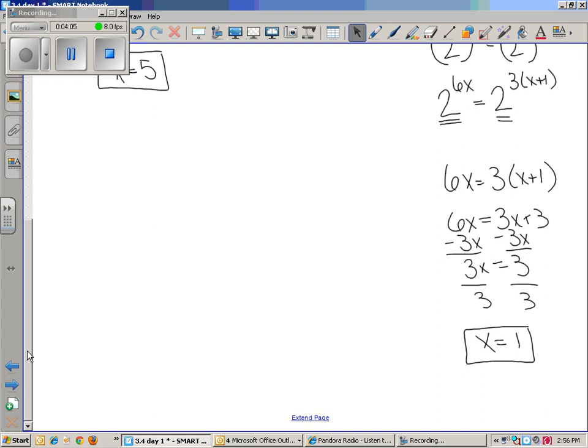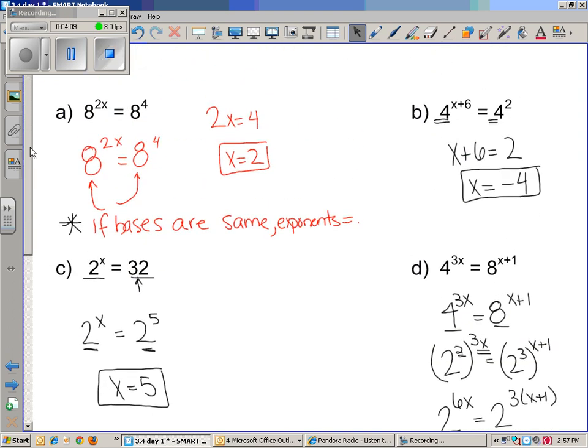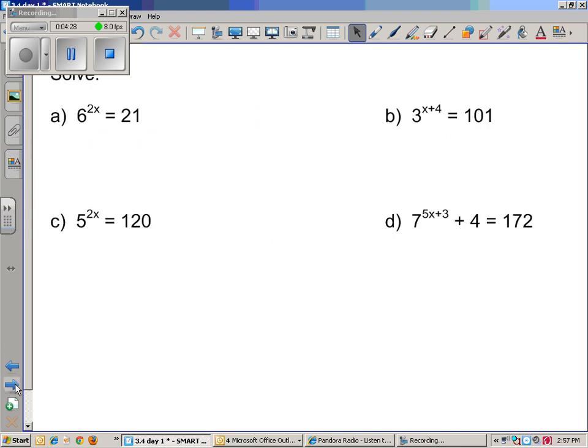Okay? So now when we do this, I'm going to scroll back up. The first thing we need to do is we need to make sure that the bases are the same. Once the bases are the same, we can say that the exponents are the same. All right? So those would be the first few problems. Next examples. Okay, so we're going to have you pause it here. You're going to be solving.